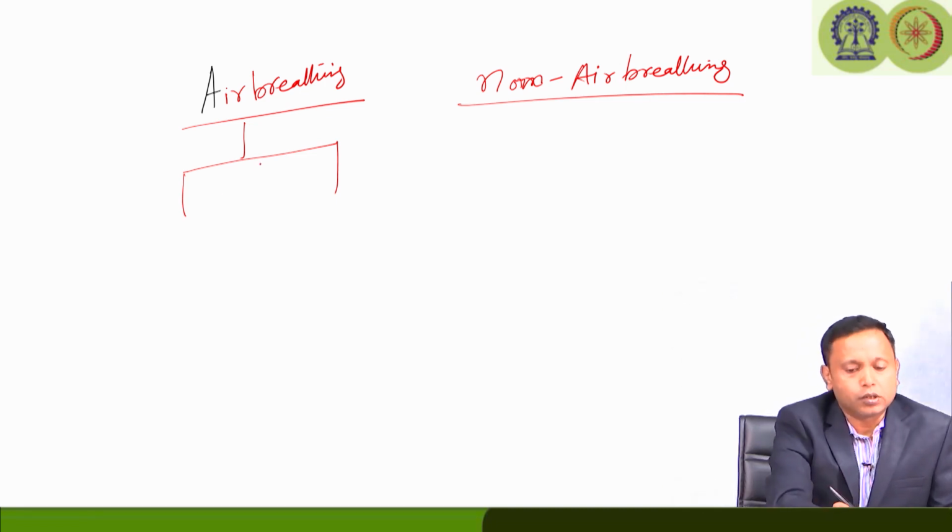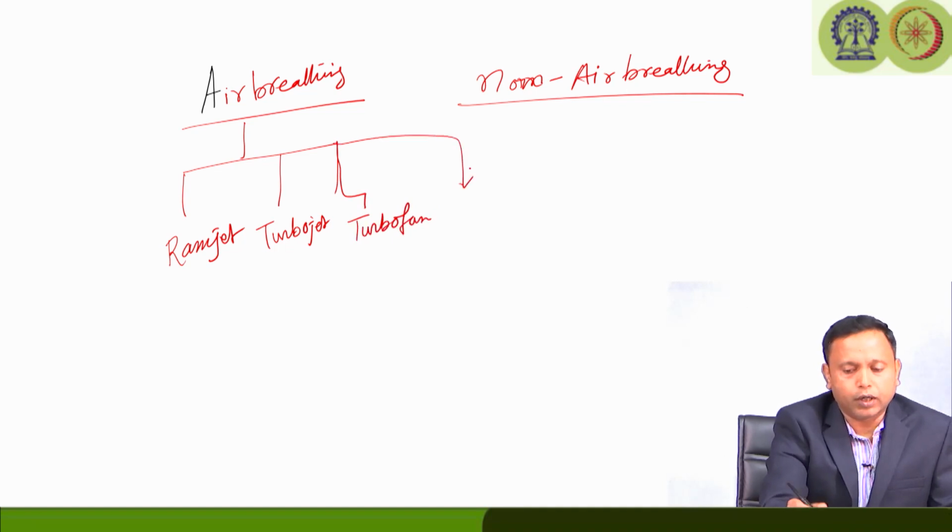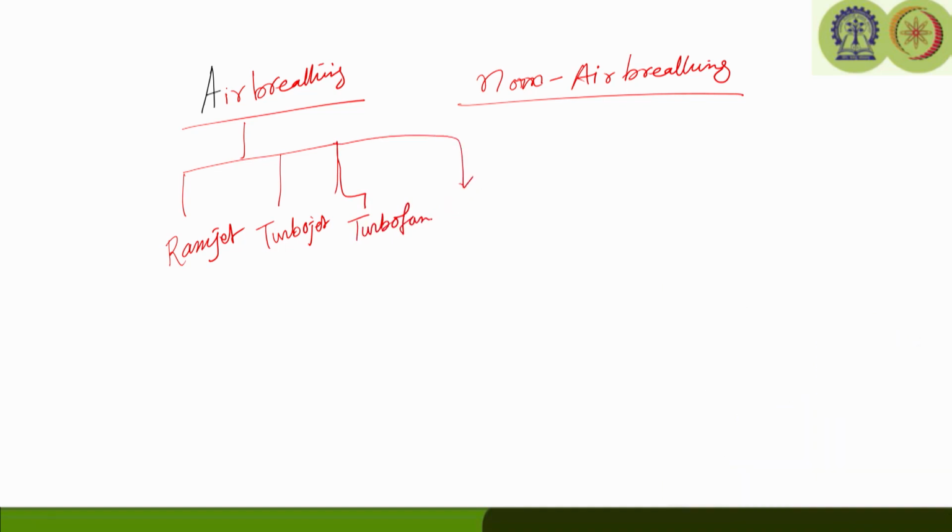So, air breathing engines you can have many of them, for example, you can have ramjet, turbojet, turbofan, and others also like turboshaft. In fact, the IC engines are also air breathing because they take oxygen from the atmosphere, whereas the rocket comes under the category of non-air breathing because it is carrying its own oxidizer along with the fuel, and that is why the propellant itself is called the fuel plus oxidizer. So, rocket comes under the category of non-air breathing.